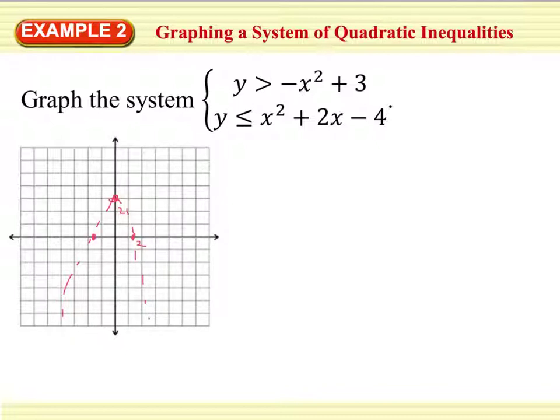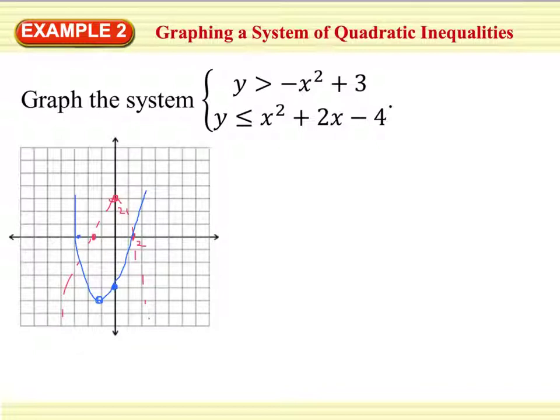Likewise, I'm going to now graph the equation y equals x squared plus 2x minus 4, which we just did in the last example. That is going to be a solid line, and we have a vertex at negative 1, negative 5. We had a y-intercept at 0, negative 4, and we had an x-intercept somewhere between 1 and 2, and one in between negative 3 and negative 4. Again, this is going to be a solid parabola.